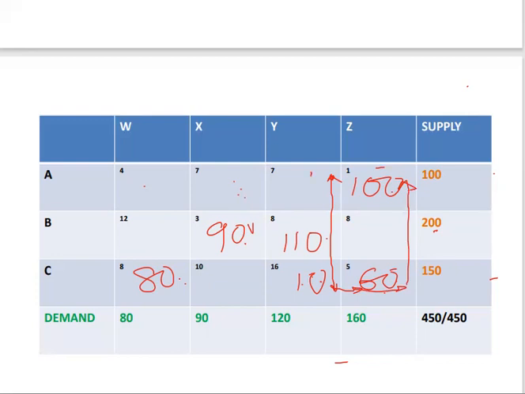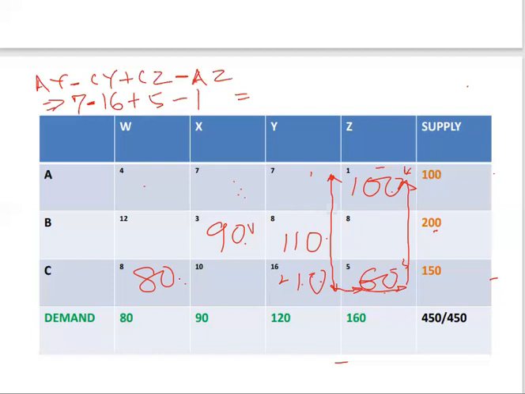Can you see now that is 1, 2, 3, and 4. So that means AY minus CY plus CZ minus AZ. What would that give us in cost? That would be 7. What is CY? CY is 16. 16 plus CZ is 5 minus 1. What would that give? 7 minus 16 gives us minus 9. Minus 9 plus 5.